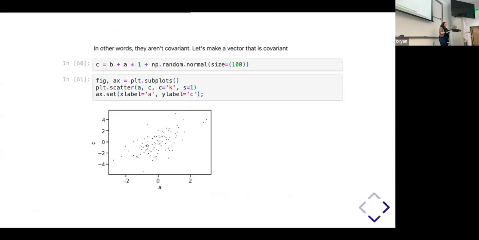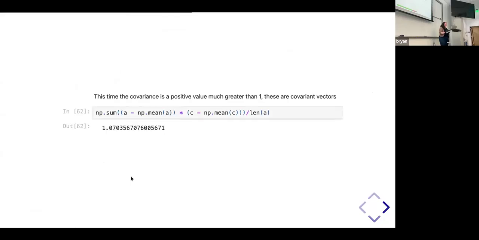Let's make a vector that is covariant. There we go. This looks covariant. When this one goes up, this one goes up. Okay, great. We calculate the covariance. It's now higher. Sweet. That's not close to 0, so it's covariant. The variance of a vector is the covariance of it with itself.